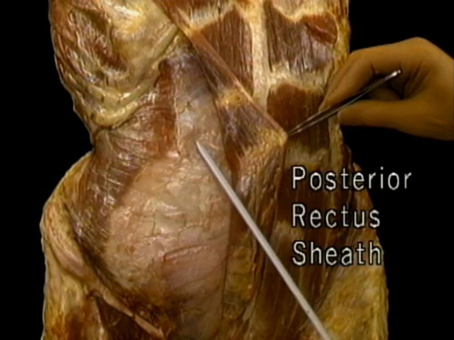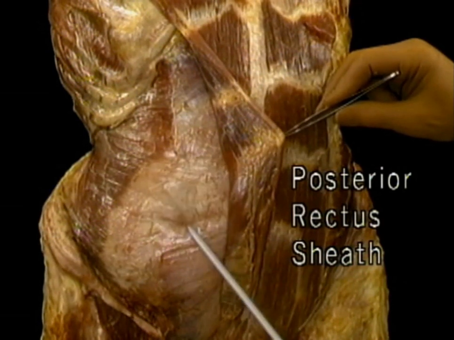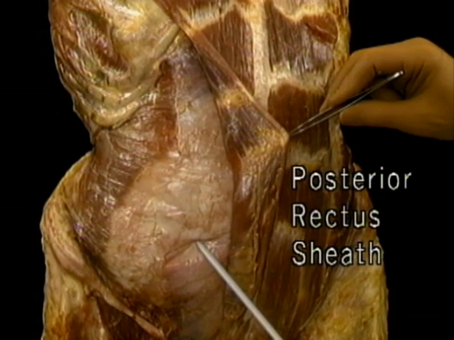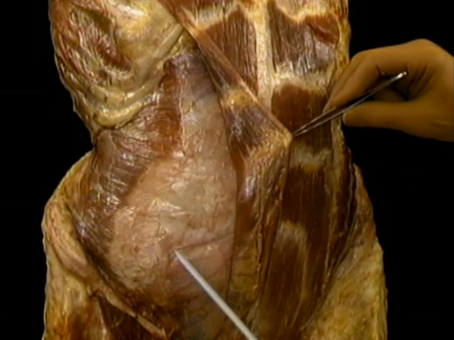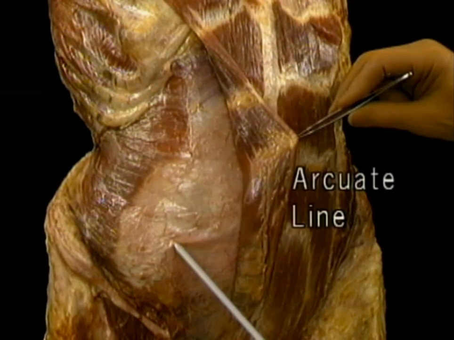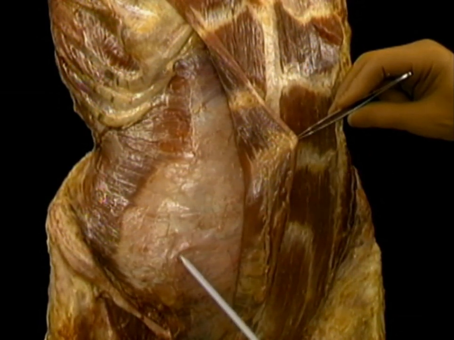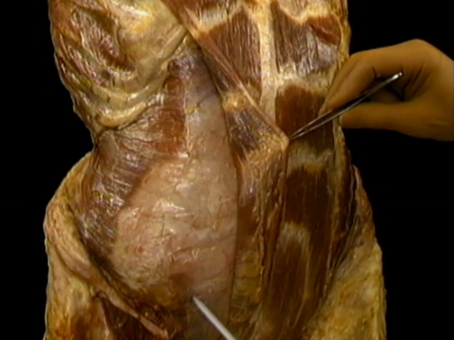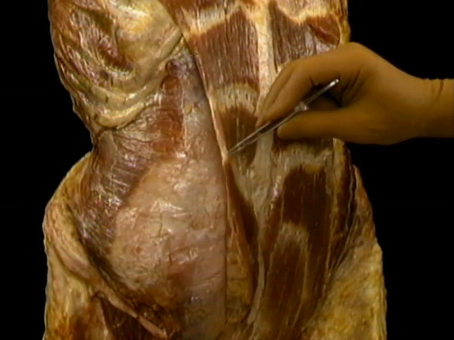This is the posterior layer of the rectus sheath. The posterior layer ends here, about 3/4 of the way down the muscle. Sometimes it ends gradually, sometimes abruptly, with a distinct lower border, known as the arcuate line. Below here, there's just a little loose fascia between the back of the rectus and the peritoneum.